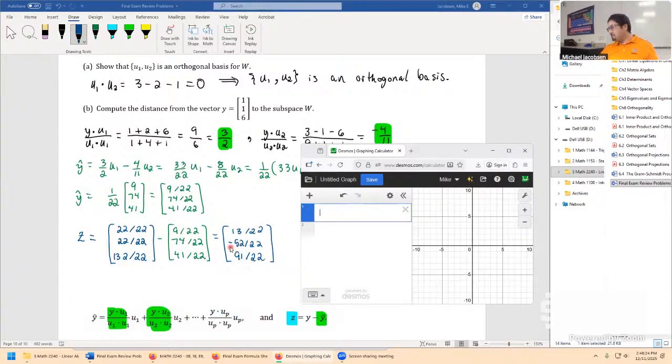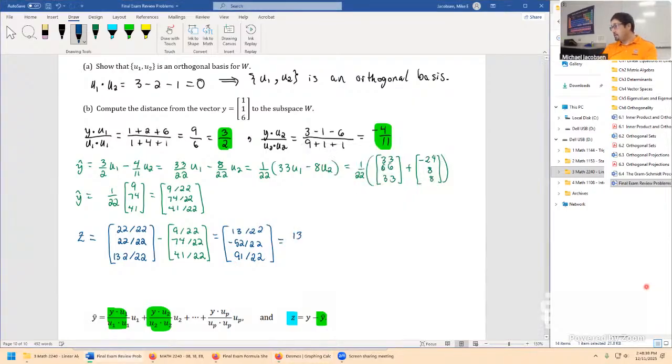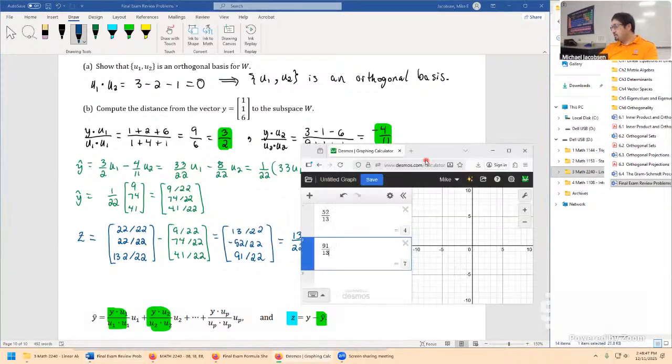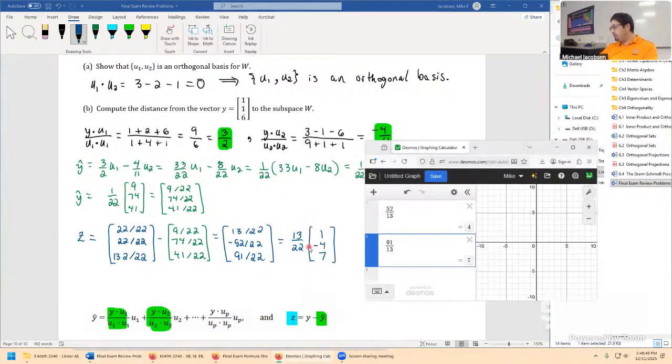And another thing that I didn't notice at first, but upon closer inspection is you can also factor out 13. Divides evenly, 4 and 7. So let's factor out 13 22nds on this whole thing. 13 22nds leaves behind 1, -4, and 7. Let me double check the numbers. Yeah, with a negative sign as well.